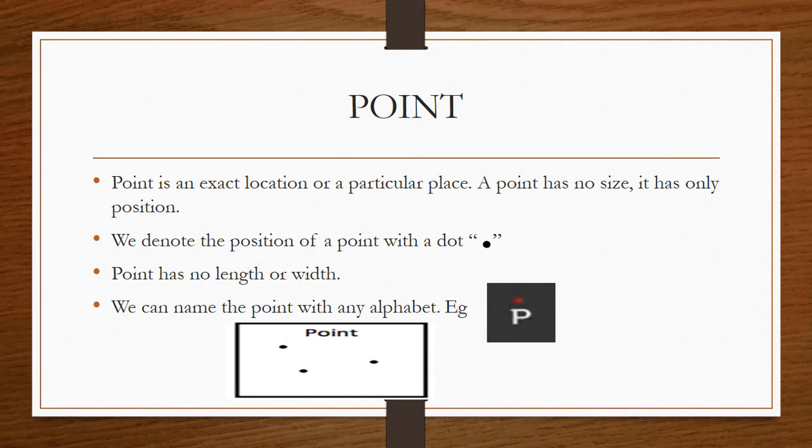Point is an exact location or a particular place. A point has no size, it has only position. We denote the position of a point with a dot. Point has no length or width. We can name the point with any alphabet, for example, point P. But when we denote it, we have to write only in capital letter, not in small letters. See, down below I have given you a picture with 3 points.